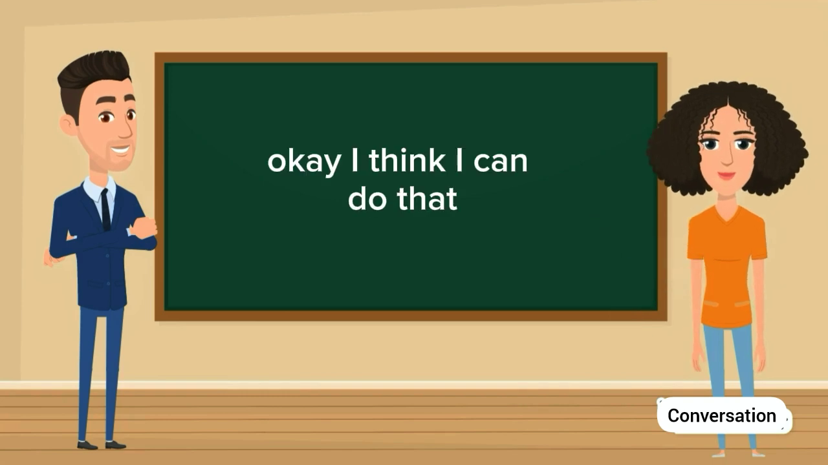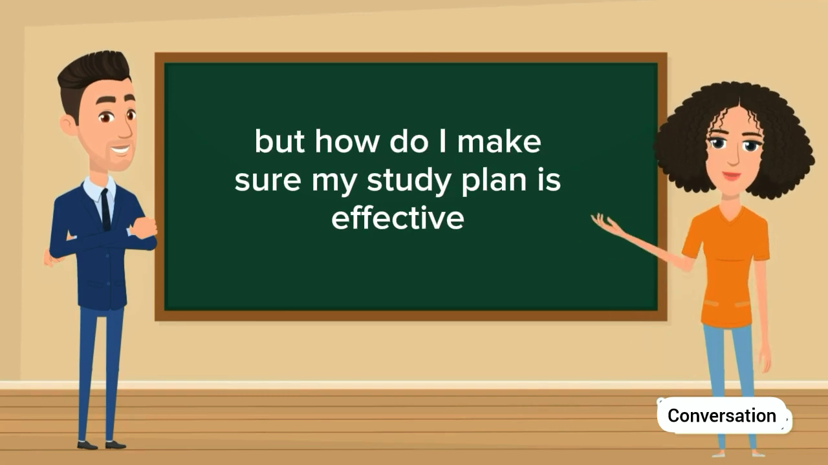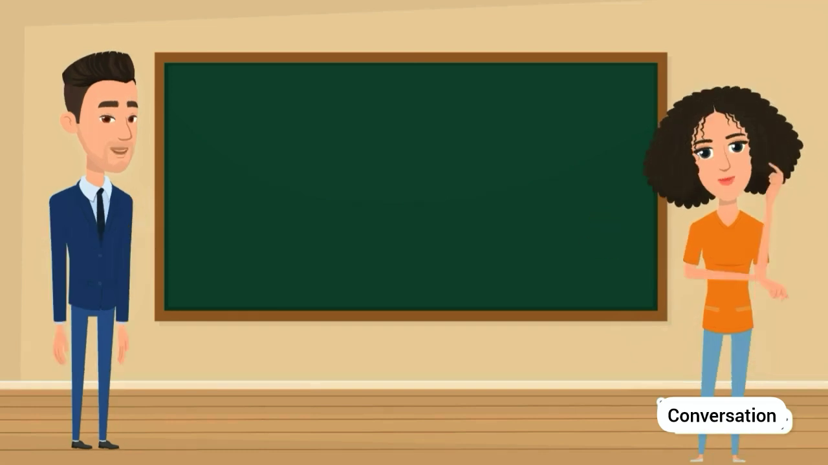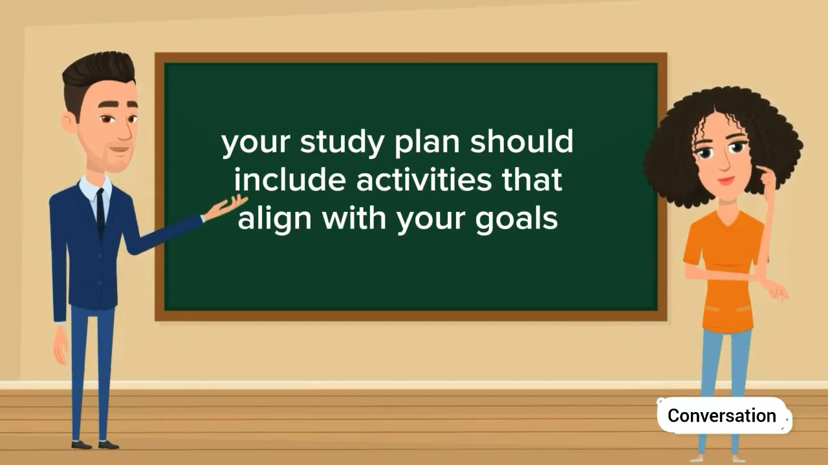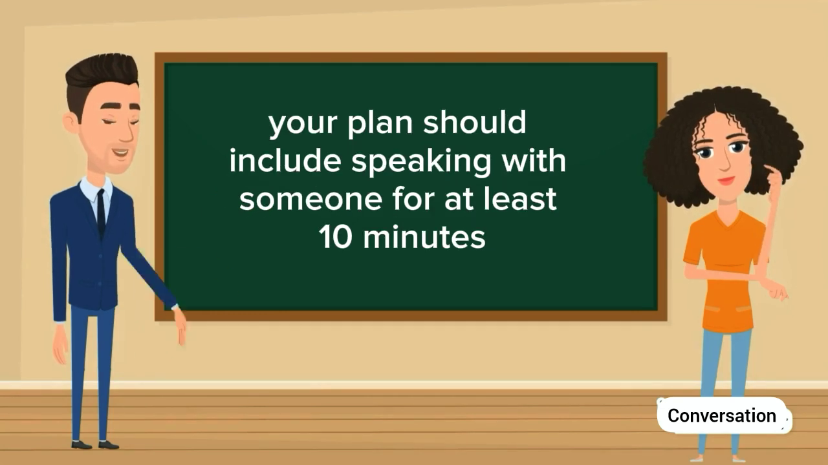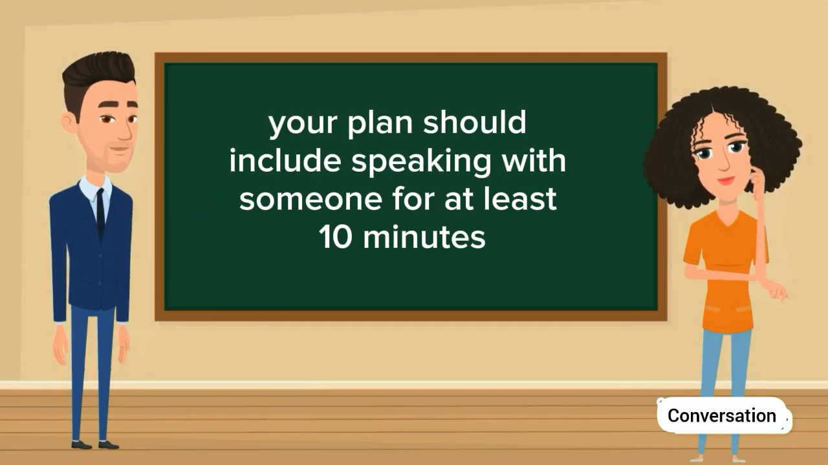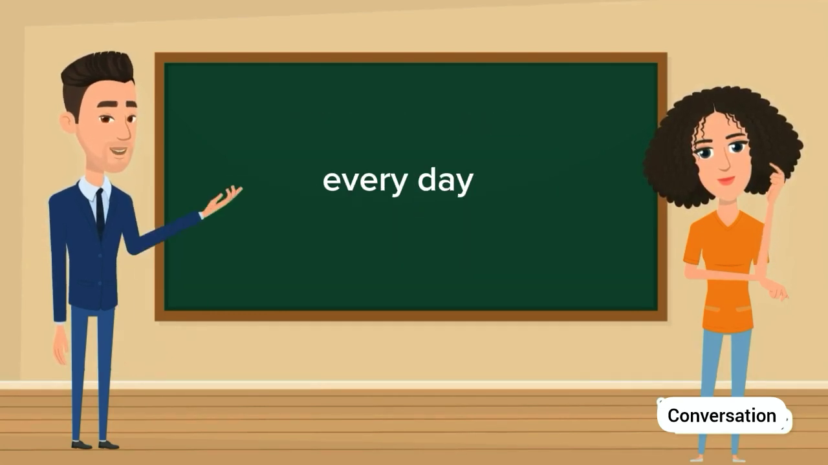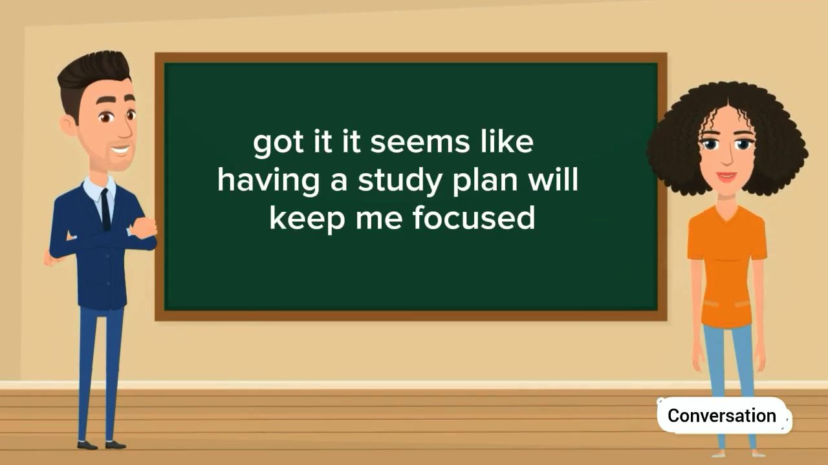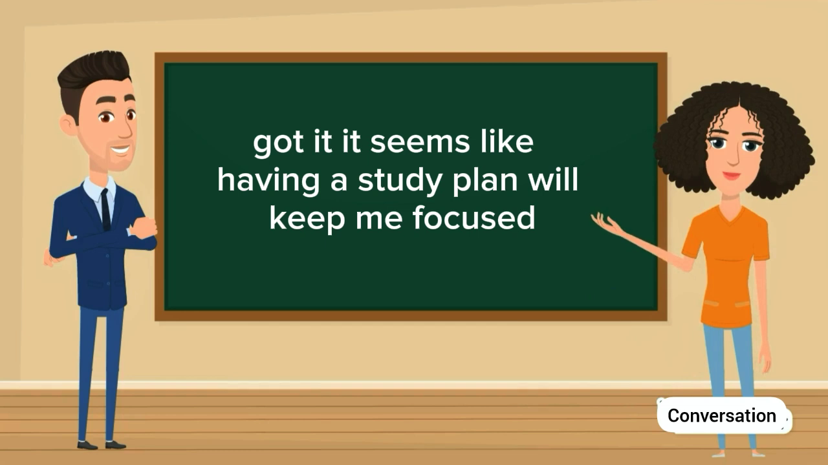Okay, I think I can do that. But how do I make sure my study plan is effective? Your study plan should include activities that align with your goals. For example, if your goal is to improve your speaking, your plan should include speaking with someone for at least 10 minutes every day. Got it. It seems like having a study plan will keep me focused.